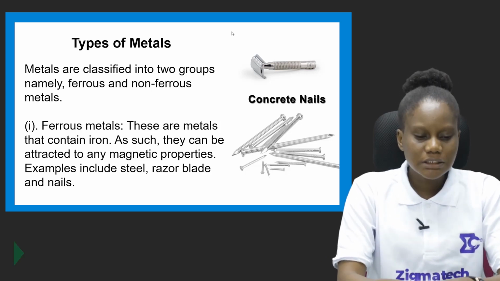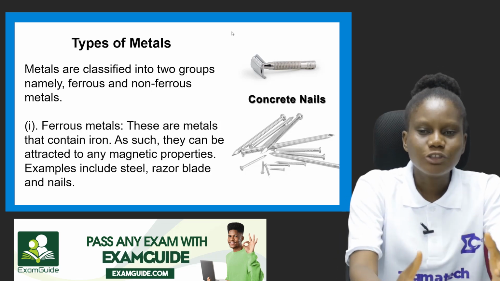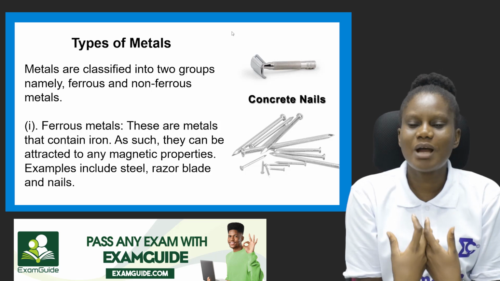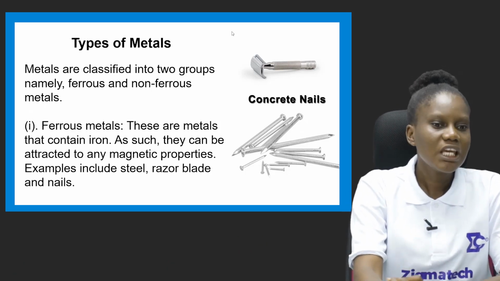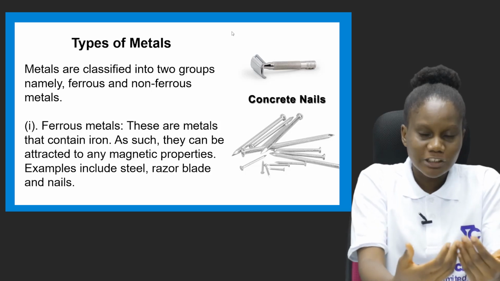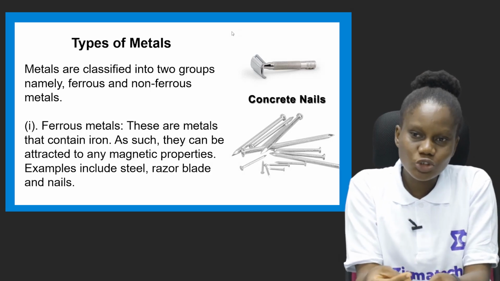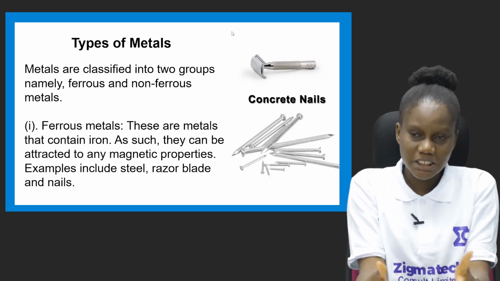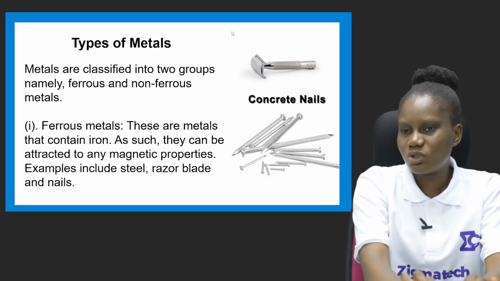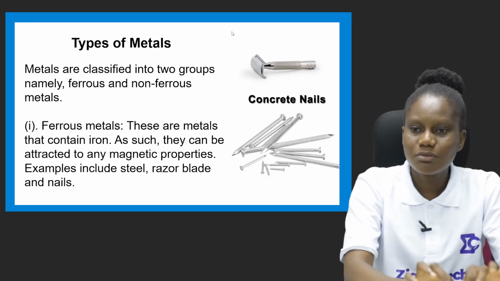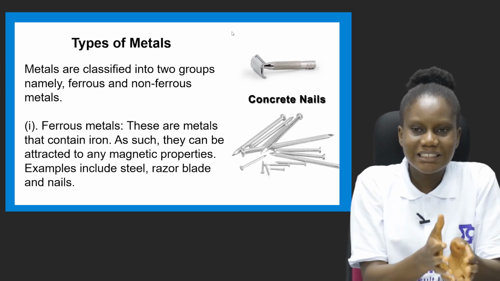So how will you know that this particular metal contains iron? When you take a magnet close to it, they are attracted. They are pulled towards the magnet. For example, your nail, if you have a magnet there, just take it close to your nail and you see that it will attract the nail. Before you know, the nail is clinging to the magnet. That is what it shows. Your razor blade, these are things that you know around you. If you take it close to a magnet, you see that it will pull it to itself. So that's how you will know that this is a ferrous metal.